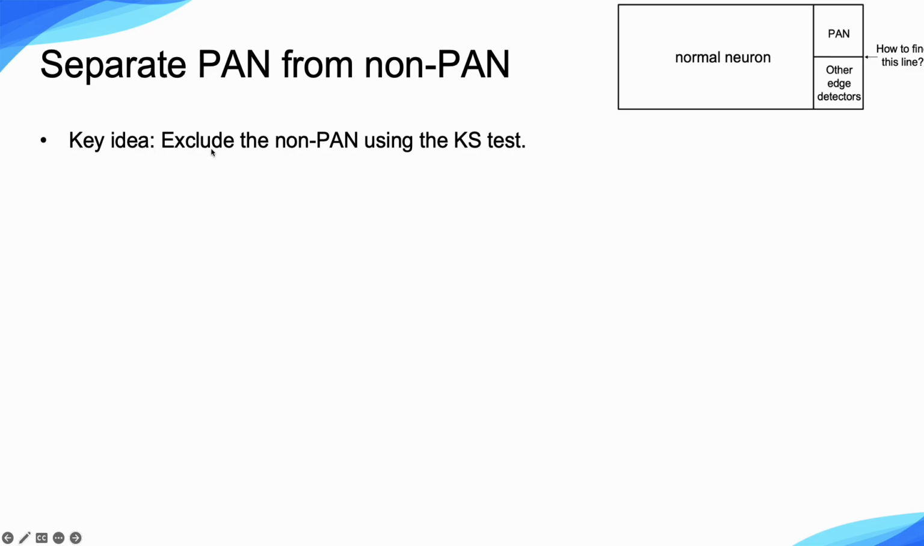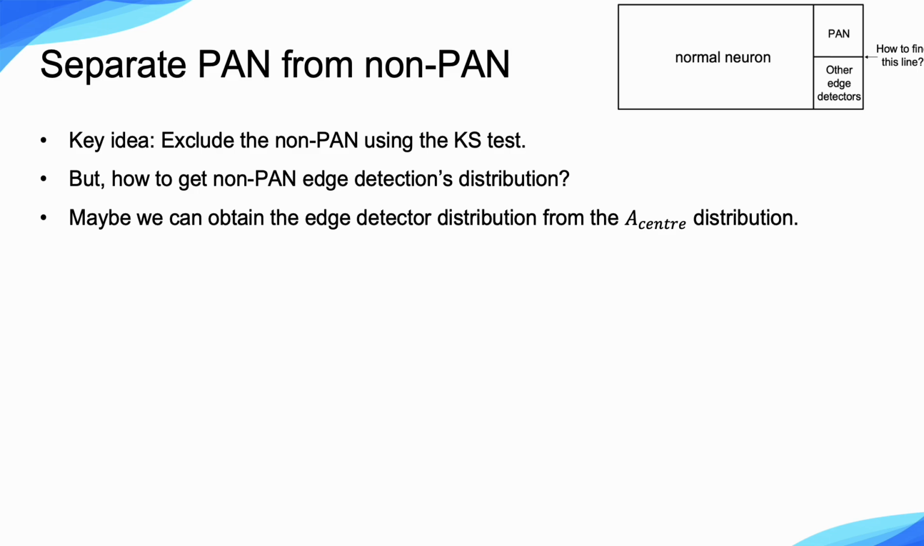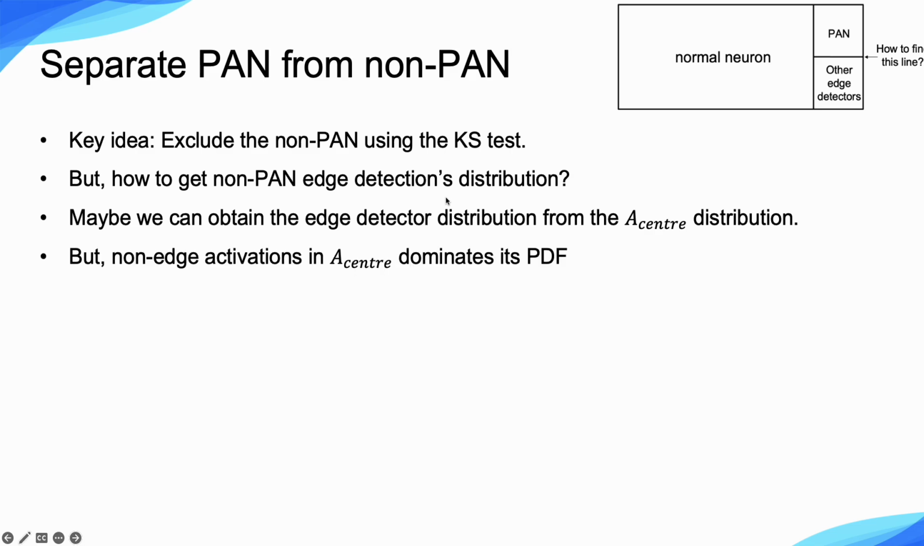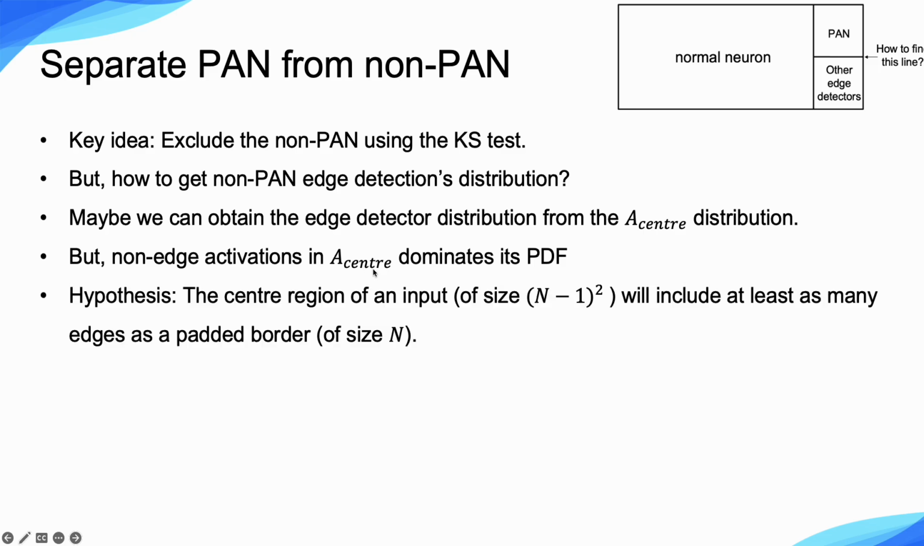The key idea is to exclude the non-pan using a KS test. But how do we get the non-pan edge detector distribution? Maybe we can obtain the edge detector distribution from a center distribution. But as we said before, the non-edge activation in a center dominates its PDF. So they propose a hypothesis that the center regions of an input will include as many edges as a padded border.